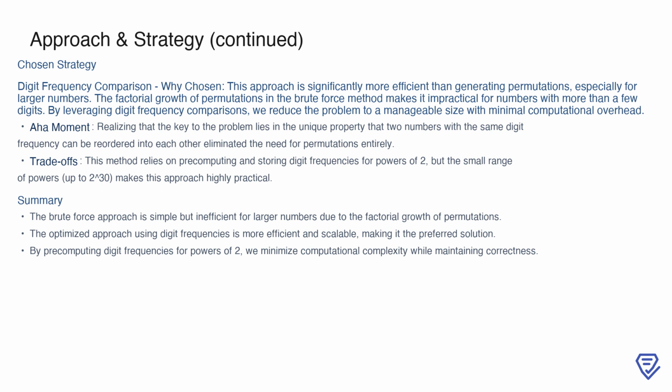Although this approach requires pre-computing and storing digit frequencies for powers of 2, the limited range up to 2 to the power of 30 ensures that this overhead remains negligible. In summary, the brute force approach, while simple, is highly inefficient for larger numbers due to the factorial growth of permutations. By contrast, the digit frequency comparison method is scalable, efficient, and computationally lightweight, making it the clear choice for solving this problem. Pre-computing the digit frequencies of powers of 2 allows us to achieve an optimized solution without sacrificing correctness.